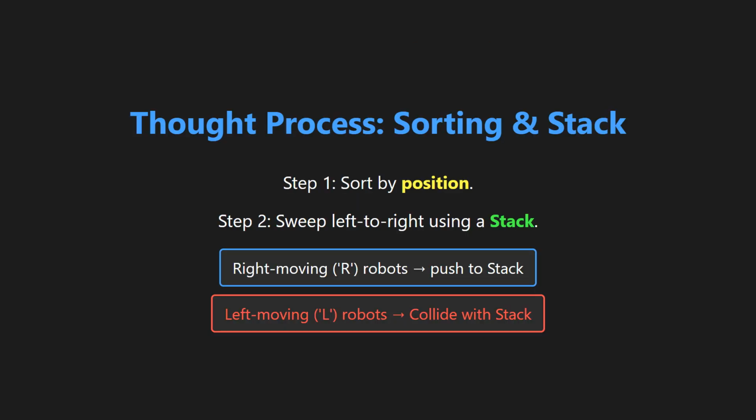Since the robots are scattered, our first thought process is to sort them by their positions. This allows us to process collisions from left to right. As we sweep through the robots, we can use a stack to keep track of the robots moving to the right. When we encounter a robot moving to the left, it will inevitably collide with the right-moving robots currently on our stack.